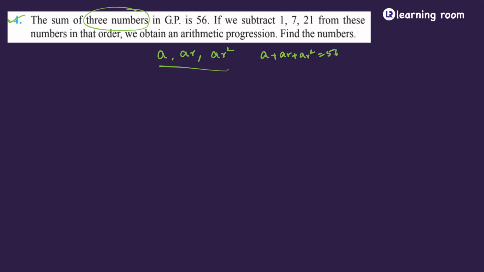If we subtract 1, 7, 21 from these numbers in that order, meaning, if I take it like this, then we can say A minus 1, AR minus 7, AR square minus 21. Okay, A minus 1, AR minus 7, and AR square minus 21 is there. This order should be an arithmetic progression. You need to find the numbers.